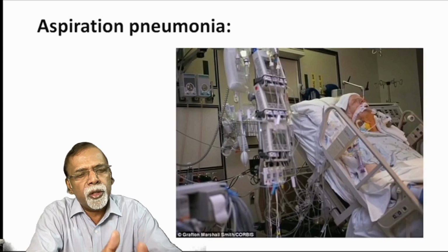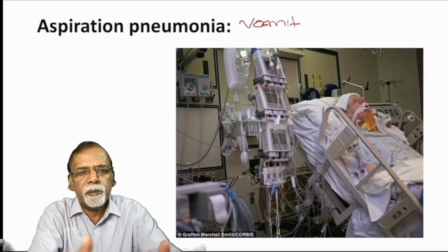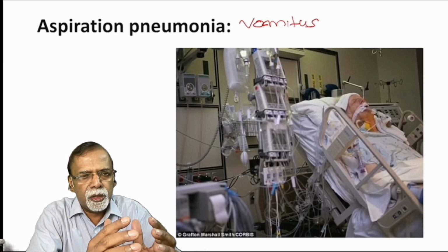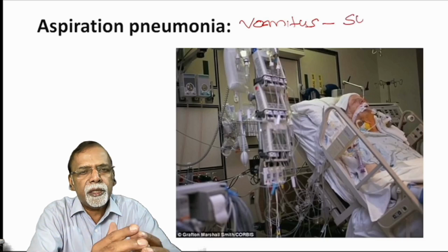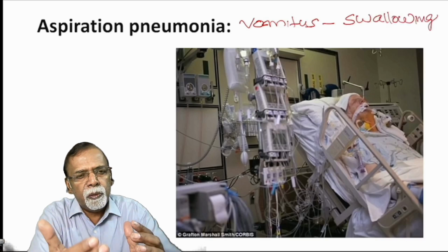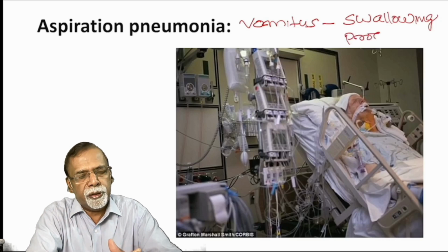Practically speaking, all pneumonias are due to microaspirations, because many of these organisms are present in the pharynx and are aspirated and can produce pneumonia. But here the aspiration is of saliva, liquids, vomitus. So in which group of people does it occur? It commonly occurs in people with altered swallowing ability.